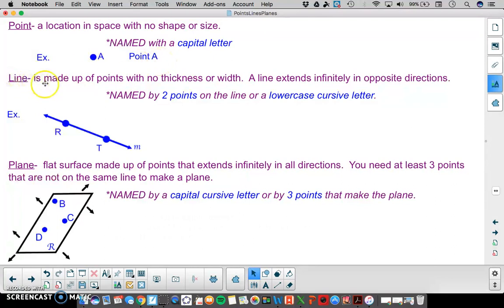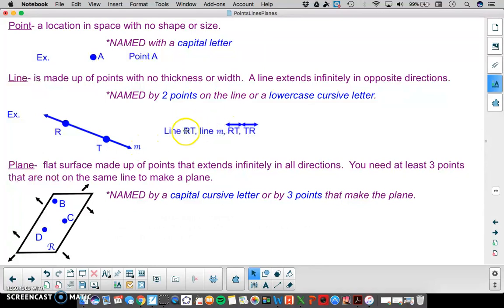A line is made up of points with no thickness or width. So those points R and T are on that line M. And a line extends infinitely in both opposite directions. So we have this arrow pointing this way to know it extends past R, and an arrow pointing this way to know it extends past point T.